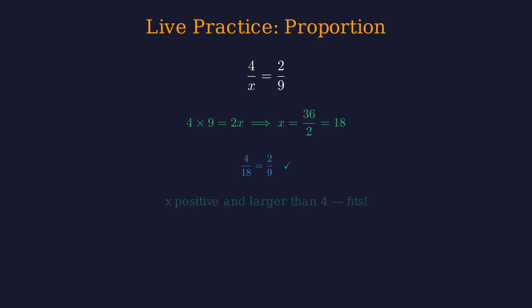Reasoning, x positive and larger than 4/5. If you misdivide and get 17, substitution shows 4 over 17 is not 2 over 9. So you catch it quickly. Method trace, show cross-multiplication explicitly. 4 times 9 equals 2x equals 18. That little line often turns a lost mark into one recovered.